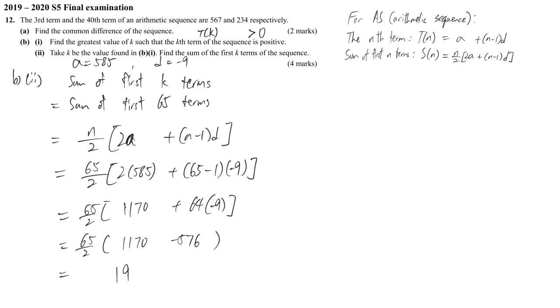The final answer is 19305. Even though you make any mistake in finding A and D, just simply assign some values and then apply the formula here. It will give you 1 method mark.